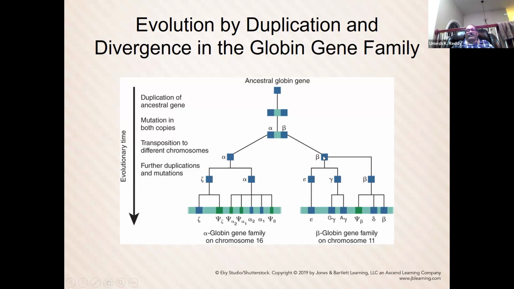Okay. And the beta also has undergone duplication and diverged to form the epsilon gene and gamma gene. And then this is the beta gene. So this epsilon remained epsilon. This gamma became gamma G, gamma A, in the sense just different for one nucleotide at one position. So still we call it gamma G and gamma A. And then this is the pseudogene of gamma B. And then this is another gene altogether, delta, okay, and beta. All this is the beta family.